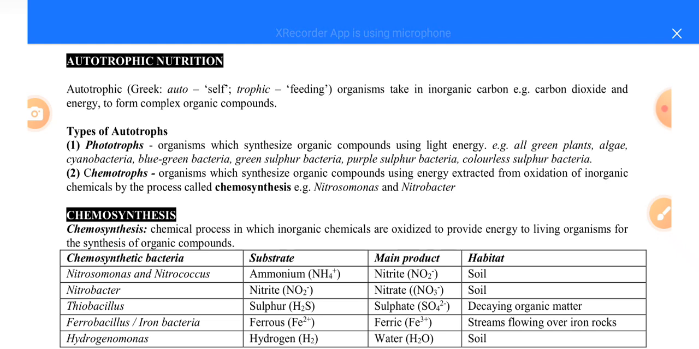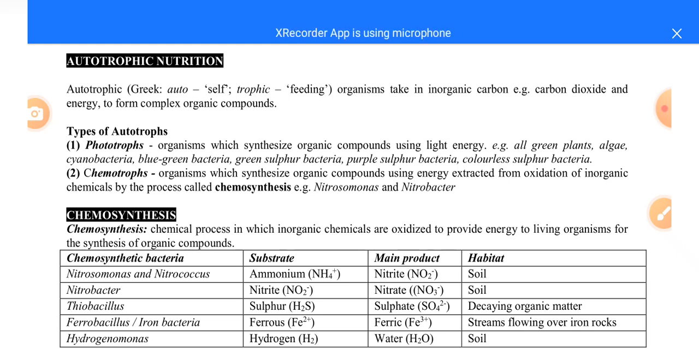Let us look at the types of autotrophs. The word autotrophs, in simple terms, means self-feeding organisms. Autotrophs are divided into two. We have those organisms which use light energy to synthesize their organic compounds, and these are called phototrophs.